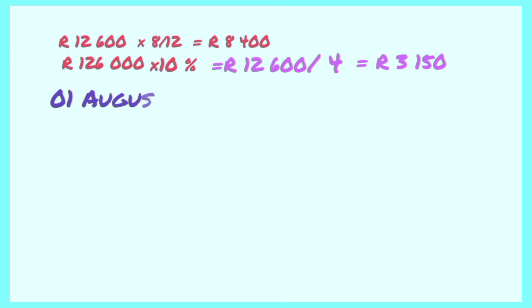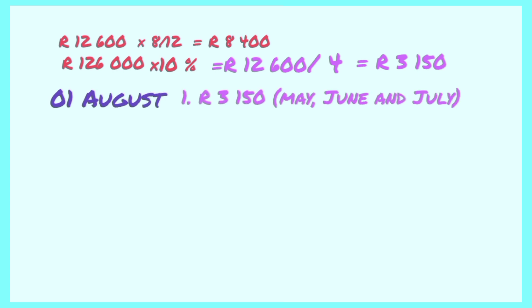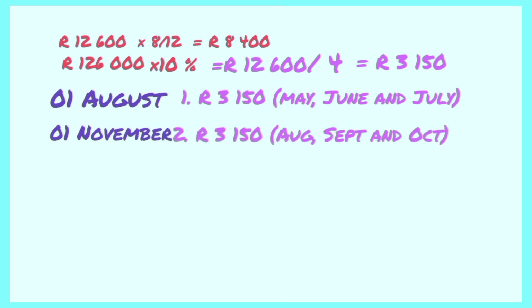The first quarter was received on the 1st of August, which covers May, June, and July, 3,150. The second quarter was received on the 1st of November, which covered August, September, and October, 3,150. So far, we have received only 2 quarters. If you say 3,150 times 2, so far we have received interest income of 6,300, which is the one on the trial balance.